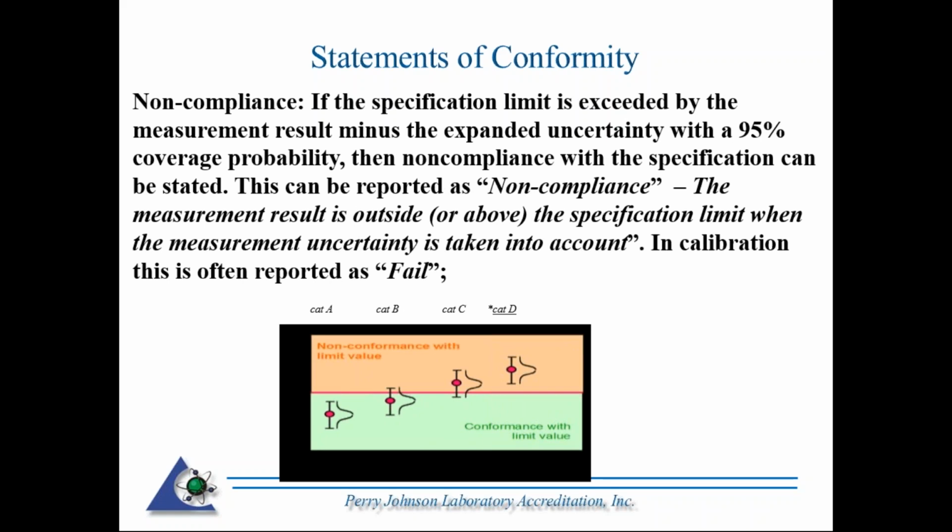Non-compliance: if the specification limit is exceeded by the measurement result minus the expanded uncertainty with a 95% coverage probability, then non-compliance with a specification can be stated. This can be reported as non-compliance. The measurement result is outside or above the specification limits when the measurement uncertainty is taken into account. In calibration, this is often referred to as a fail. So in the picture depicted at the bottom, if you look at category D, we see the value is definitely out of the specification limits, and taking into account measurement uncertainty, it does not cross over that specification limit. Hence, taking measurement uncertainty into account, you can report it clearly as a fail.